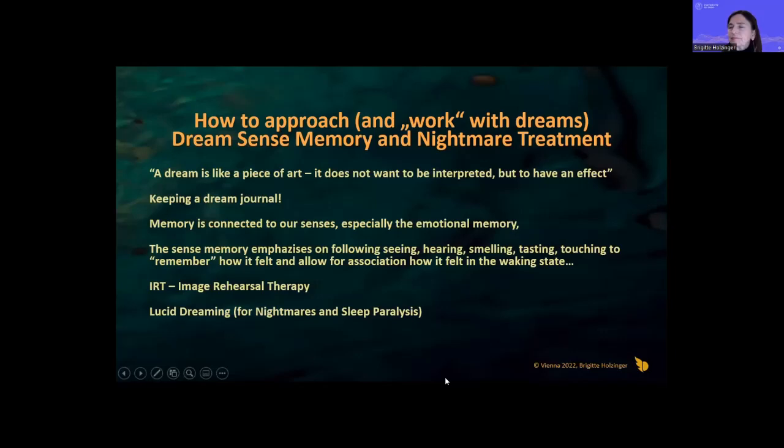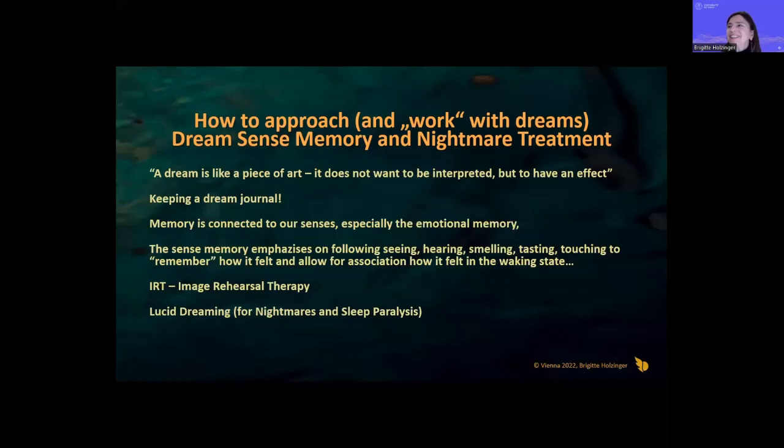And we also assume that memory has to be connected to our essential experiences. And that's why we have developed a way of re-experiencing the dream in the waking state as much as possible and in as much detail as possible. And by re-experiencing the dreams through the senses, memories or associations may come up, and we encourage people to develop their own way of intuitively understanding their own dreams by this way of sense memory. That's why we call it the dream sense memory.